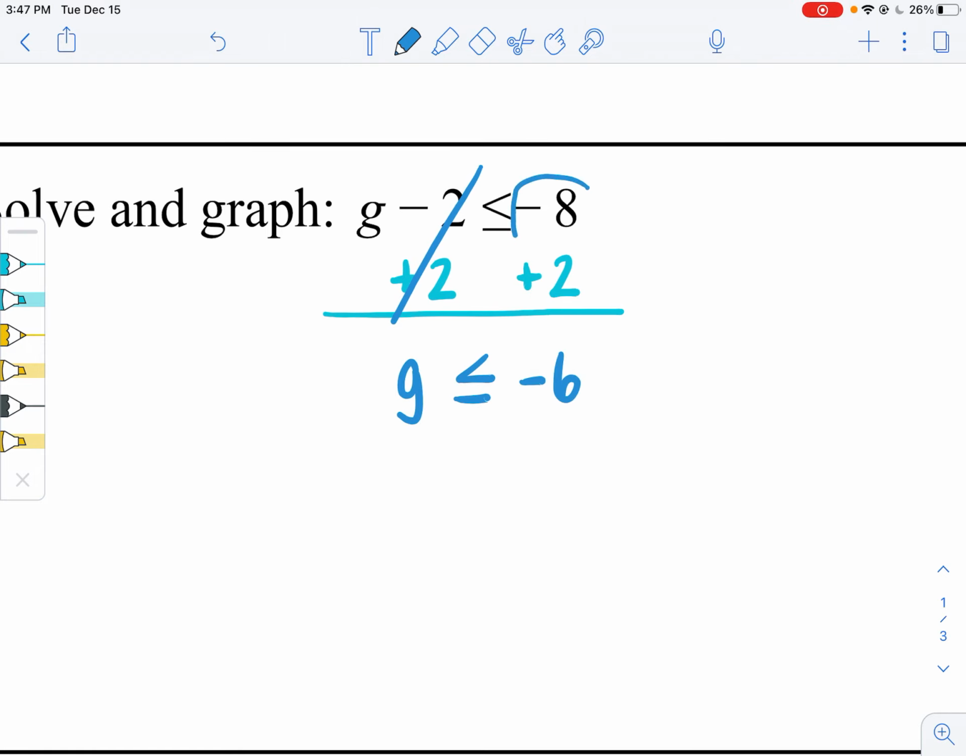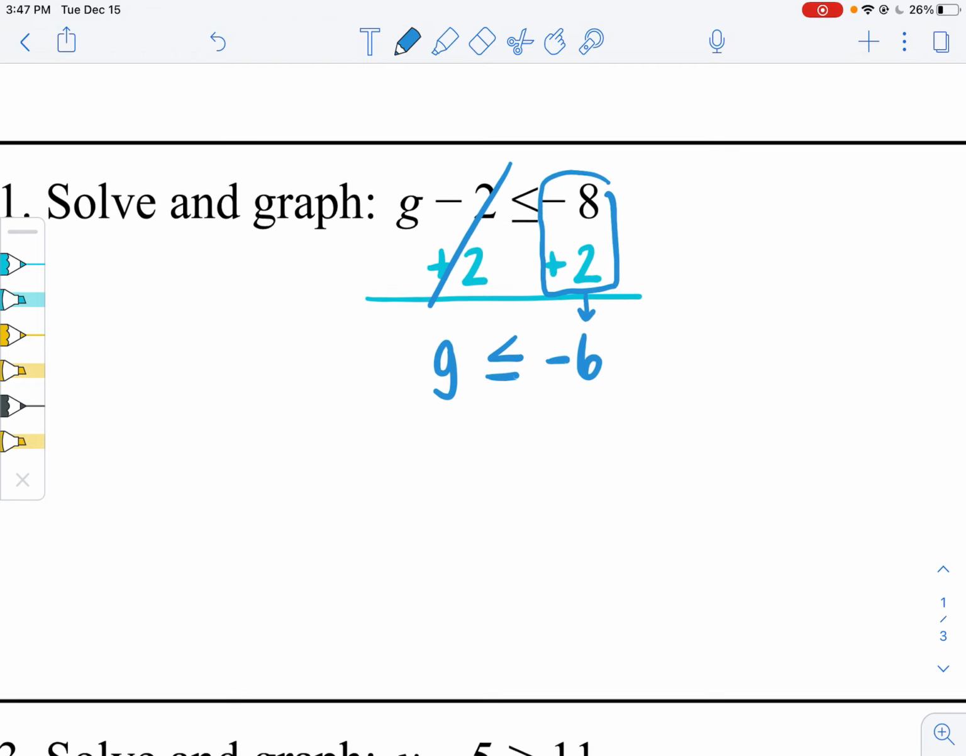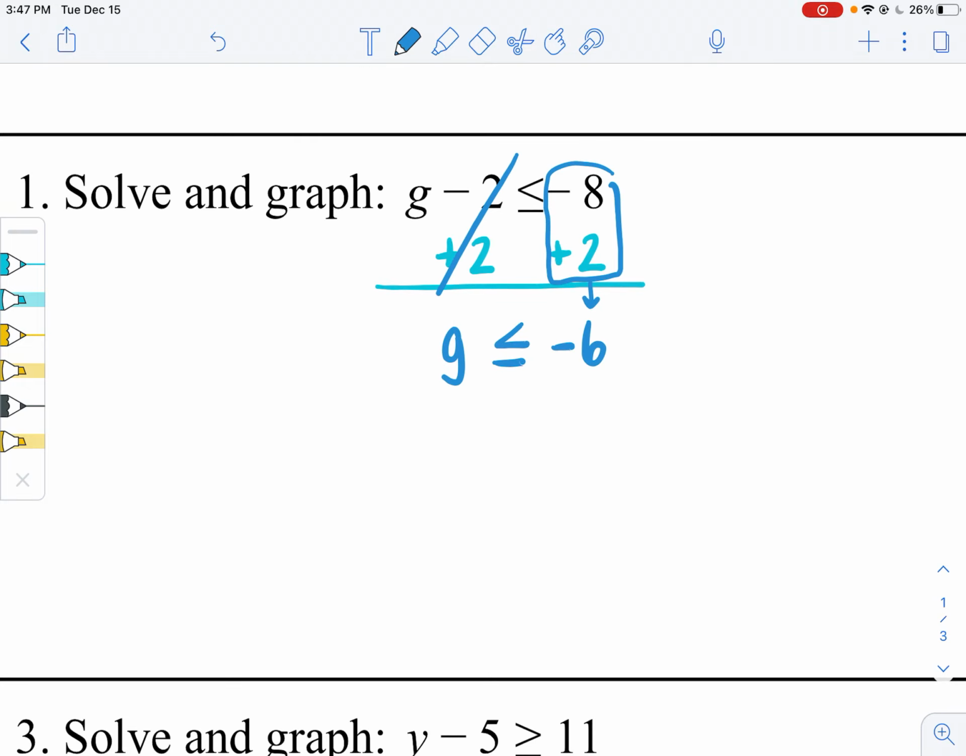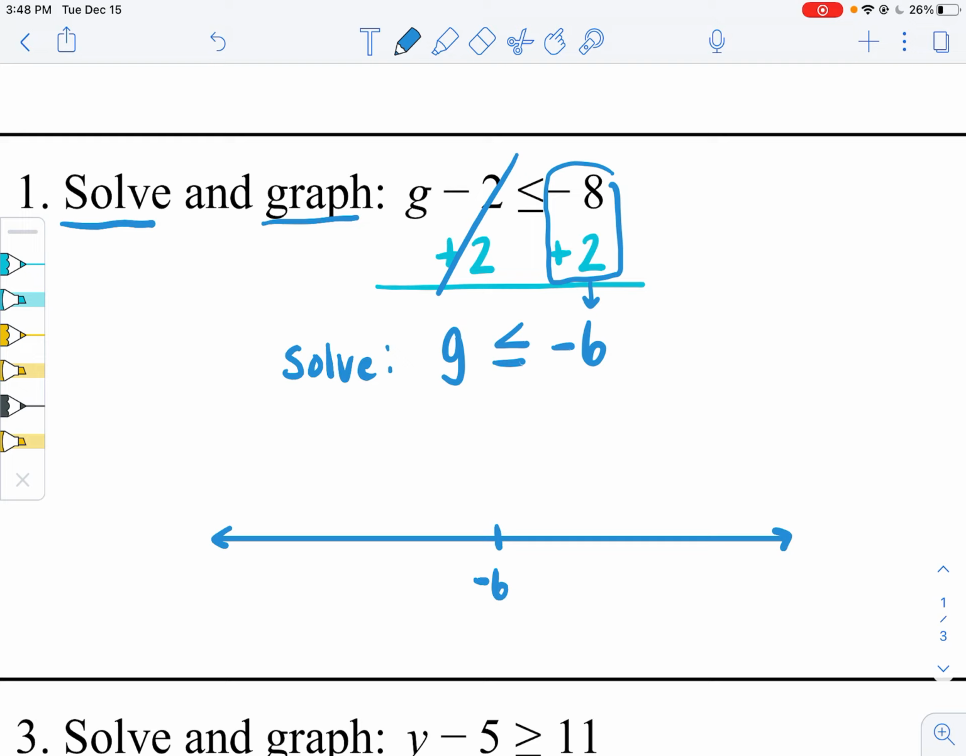Now for this part, you can use your calculator if it helps to get your number. So it said to solve. This was the solve part. So we solved, and our answer was g has to be less than or equal to negative 6. And then we have to graph. So we have to draw our line for our number line. And I'm going to put negative 6 right in the middle. Now my rule of thumb is 2 more, 2 less, and it should be a pretty good graph.